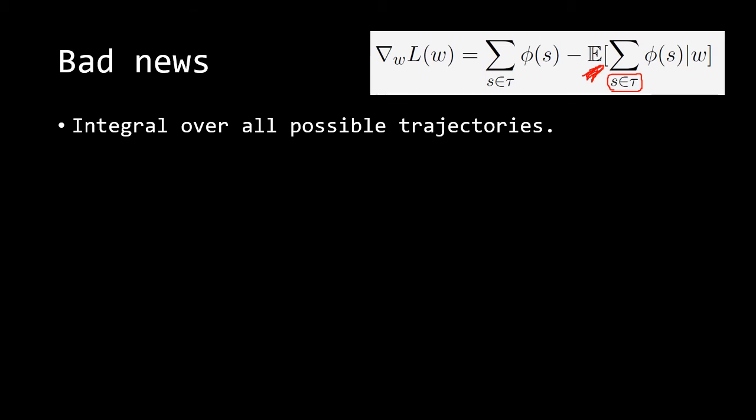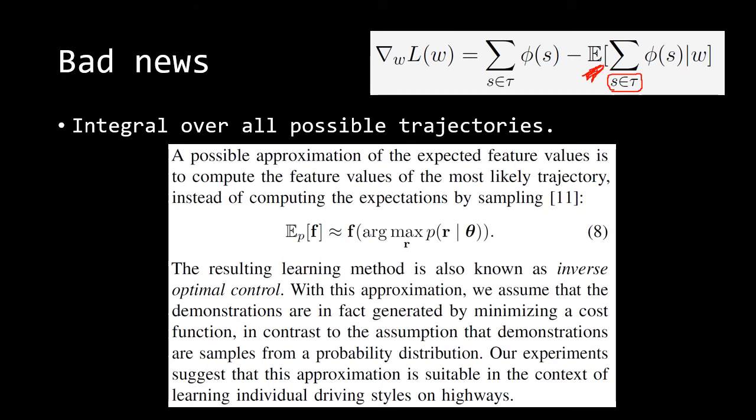So the integral over all possible trajectories is very bad news, either because the horizon is long or because the state space is huge. This might be infeasible altogether. So I've been looking at different possibilities. It depends. There are techniques if you know the transition function. There are techniques of sampling. This was not feasible in terms of sampling efficiency for me.